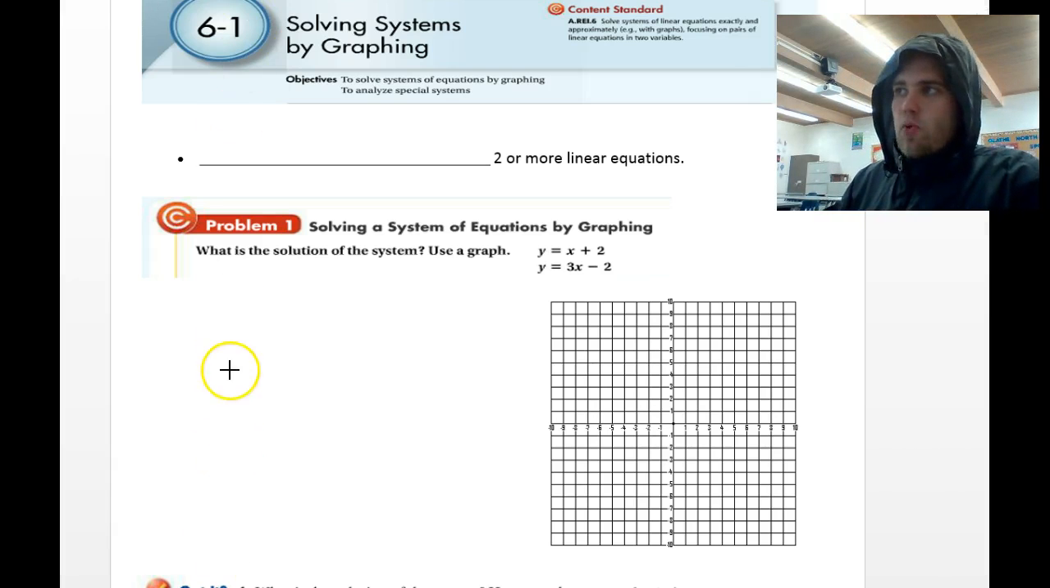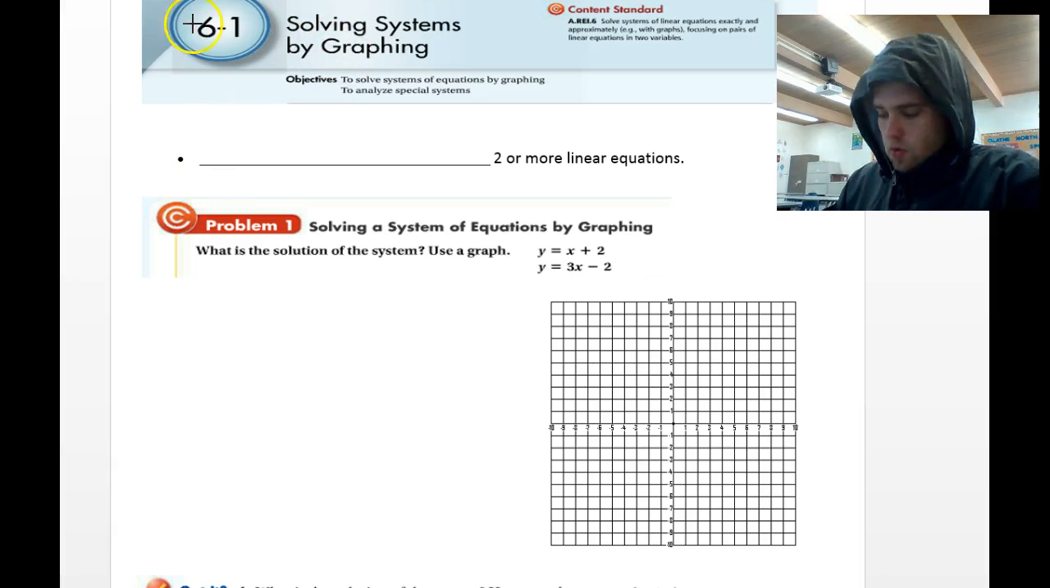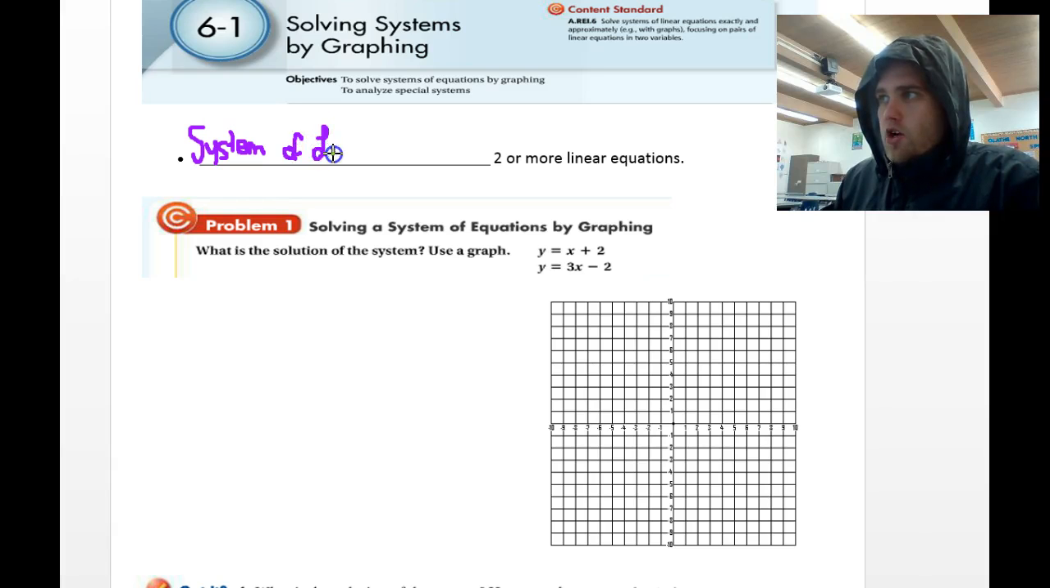So 6.1, solving systems by graphing. Well, your first vocab word is systems. Systems of linear equations. So, systems of linear equations have two or more linear equations.